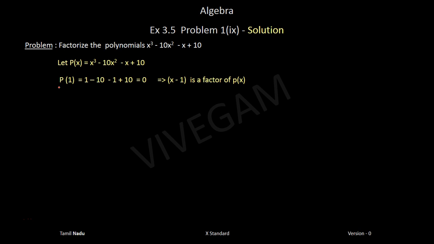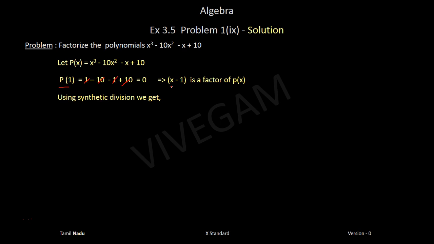So let's try p of 1. p of 1 will be 1 cubed, which is 1, plus 1 squared into minus 10, which is minus 10, and this will be minus 1 and this will be plus 10. So you can see that 1 and minus 1 cancel, and minus 10 and plus 10 cancel, so it is equal to 0. So which means x minus 1 is a factor.